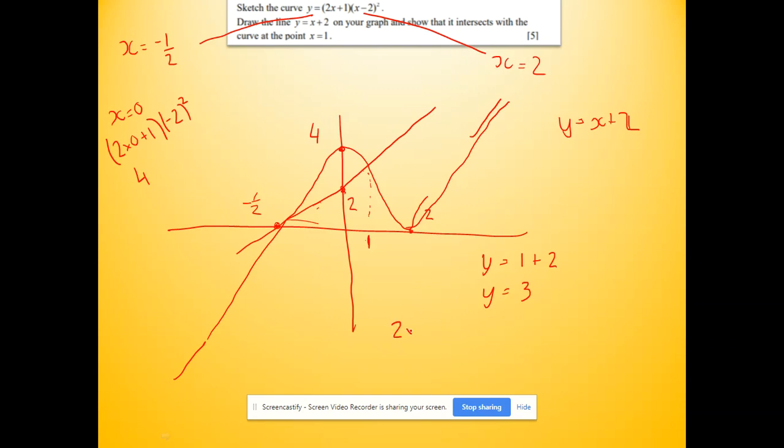So what we can do is just sub in x equals 1 to this one, because it is a show that question. So 2 times 1 plus 1, and 1 take away 2, all squared. 2 times 1 is 2, plus 1 makes 3. 1 take away 2 is minus 1, squared, which means that y equals 3. Because y equals 3 is the same, it shows that it is at the intersect point. Okay, apart from the messiness of the graph, that would be that finished.